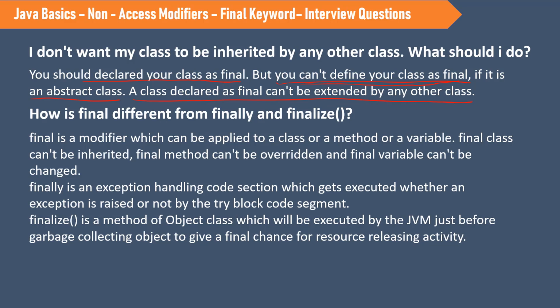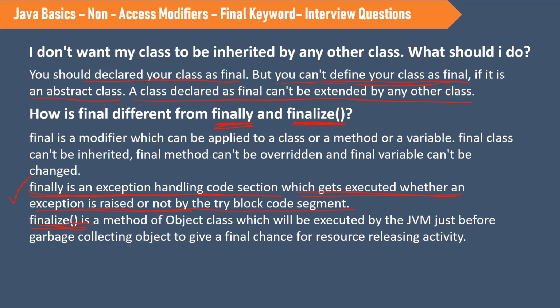How is final different from finally and finalize? Okay, so finally and finalize: finally, we'll get it in exception handling. We'll see it in future videos. Finalize, we'll get it in garbage collection. So finally is an exception handling code section which gets executed whether an exception is raised or not by the try block code segment. We'll see it in the exception handling videos, but for now just remember that this finally is an exception handling code which gets executed whether an exception is raised or not.